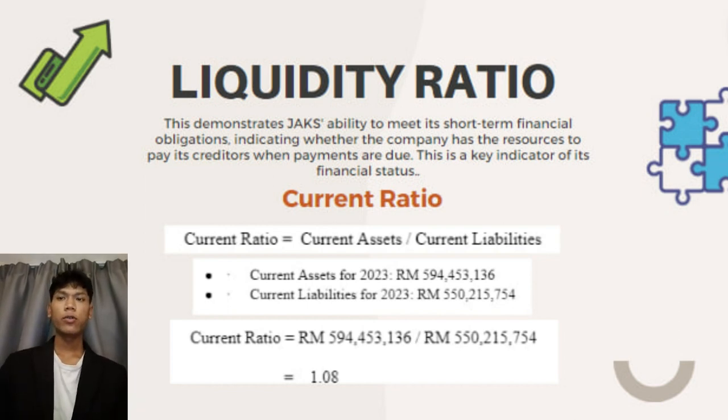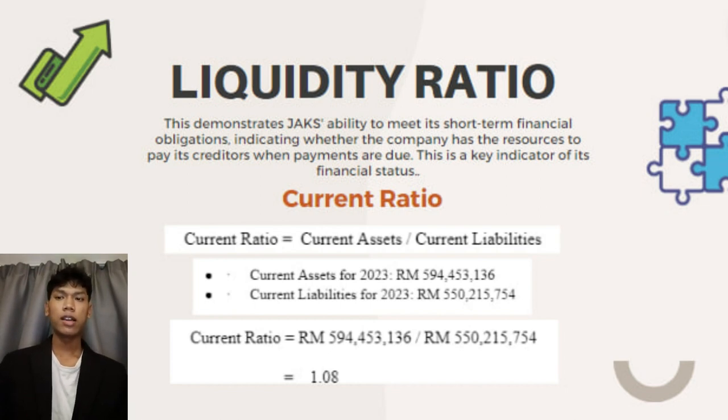So first, let's start with current ratio. The current ratio measures the company's ability to cover its short-term liabilities with its short-term assets. It is calculated using the formula: current ratio equals current assets divided by current liabilities. So based on the financial data provided in Just Resource Berhad 2023 annual report, we have the following values.